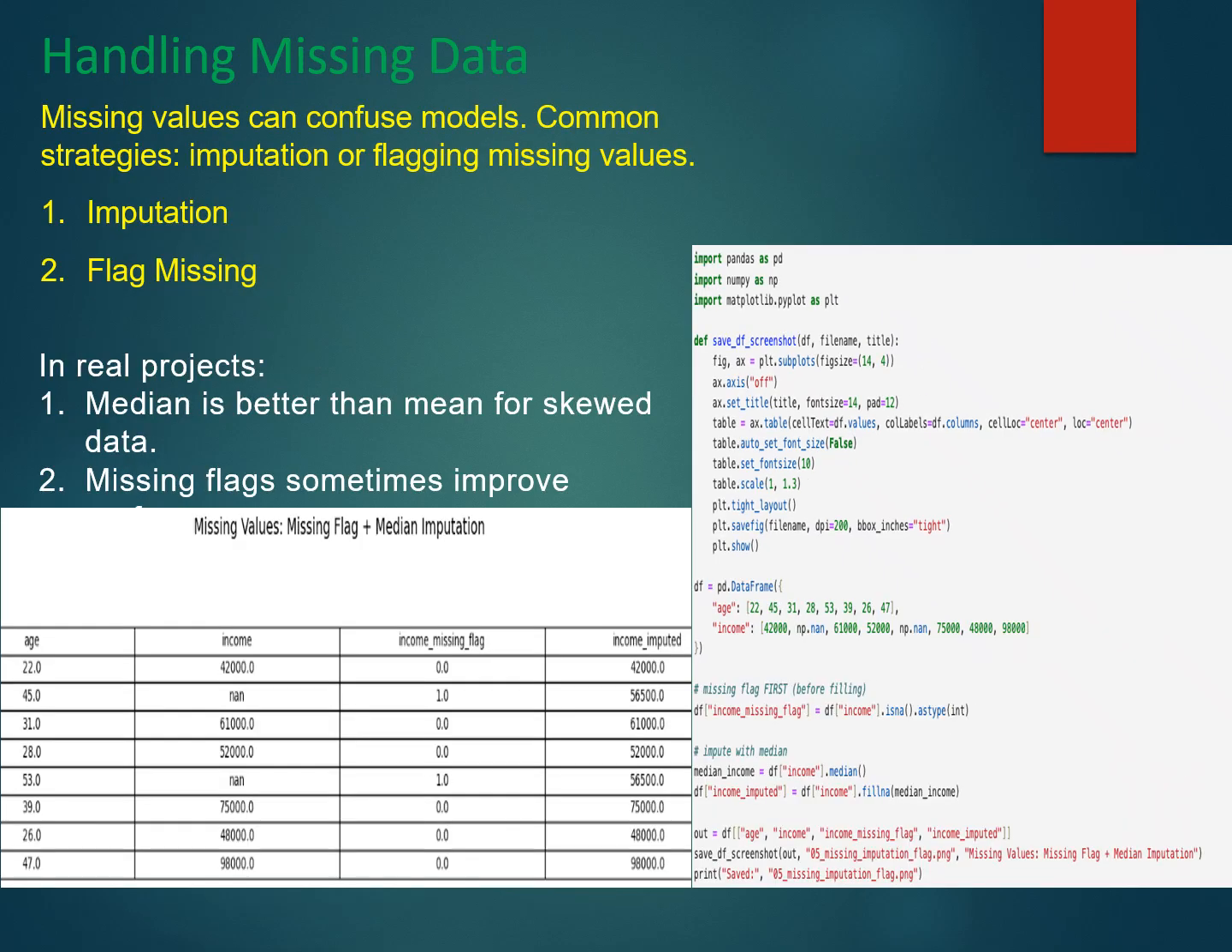Handling missing data. Now let's move to handling missing data. Missing values are very common in real datasets. Models generally cannot handle null values, so we need to address them before training. Common strategies include imputation, where we replace missing values with mean, median, or mode. We can also create a missing flag feature to indicate whether data was originally missing. In real projects, median is often better than mean for skewed data. Sometimes missing values themselves carry information, so adding a missing indicator can improve performance.